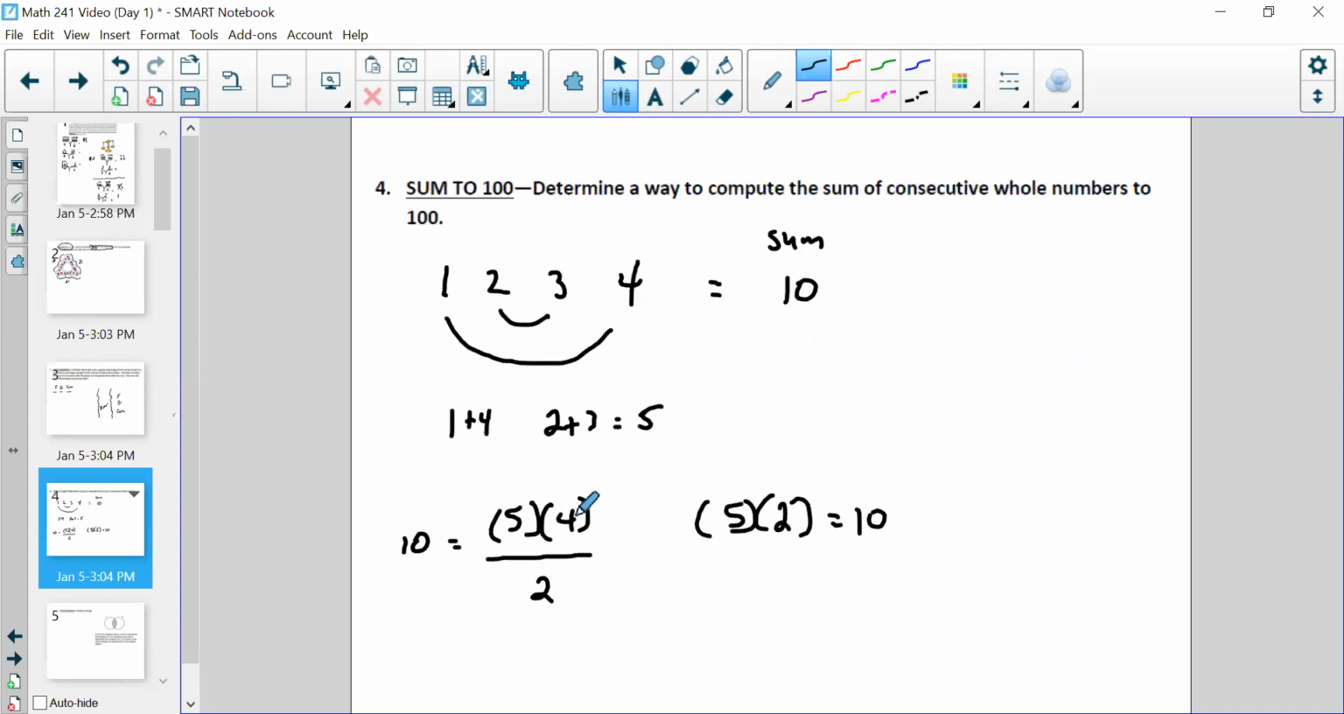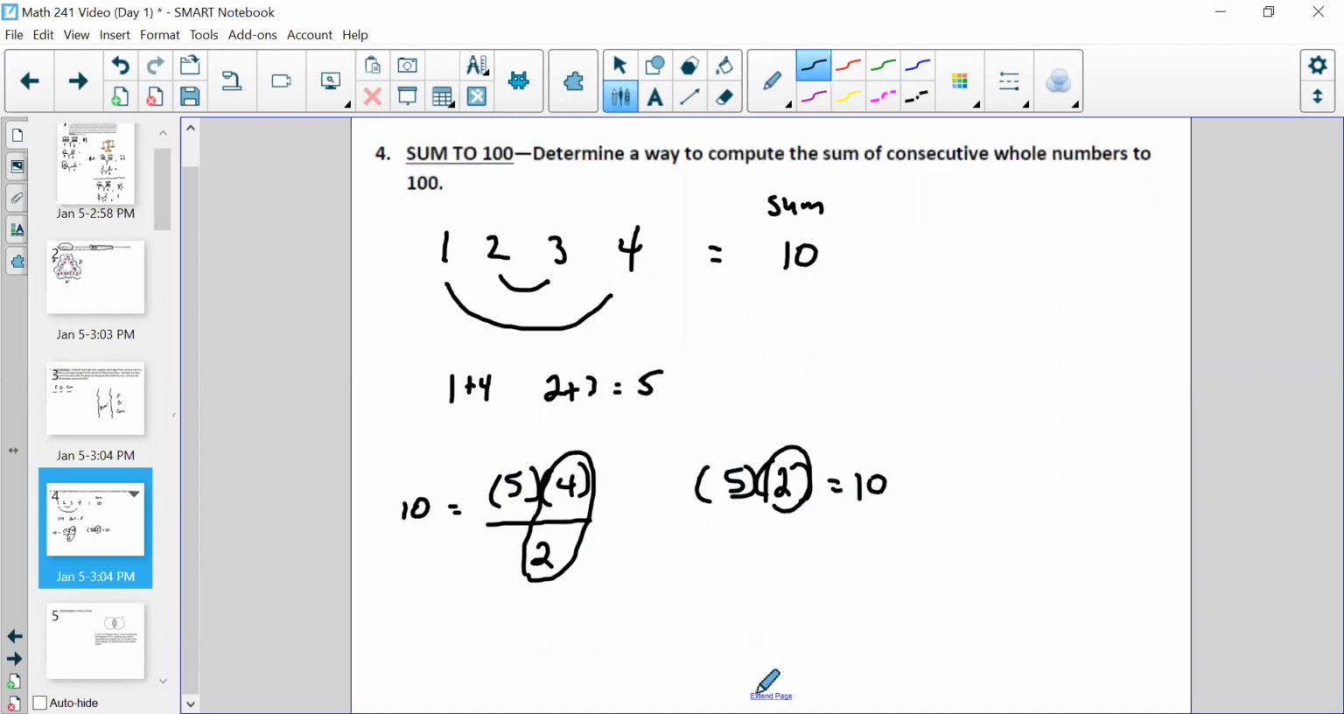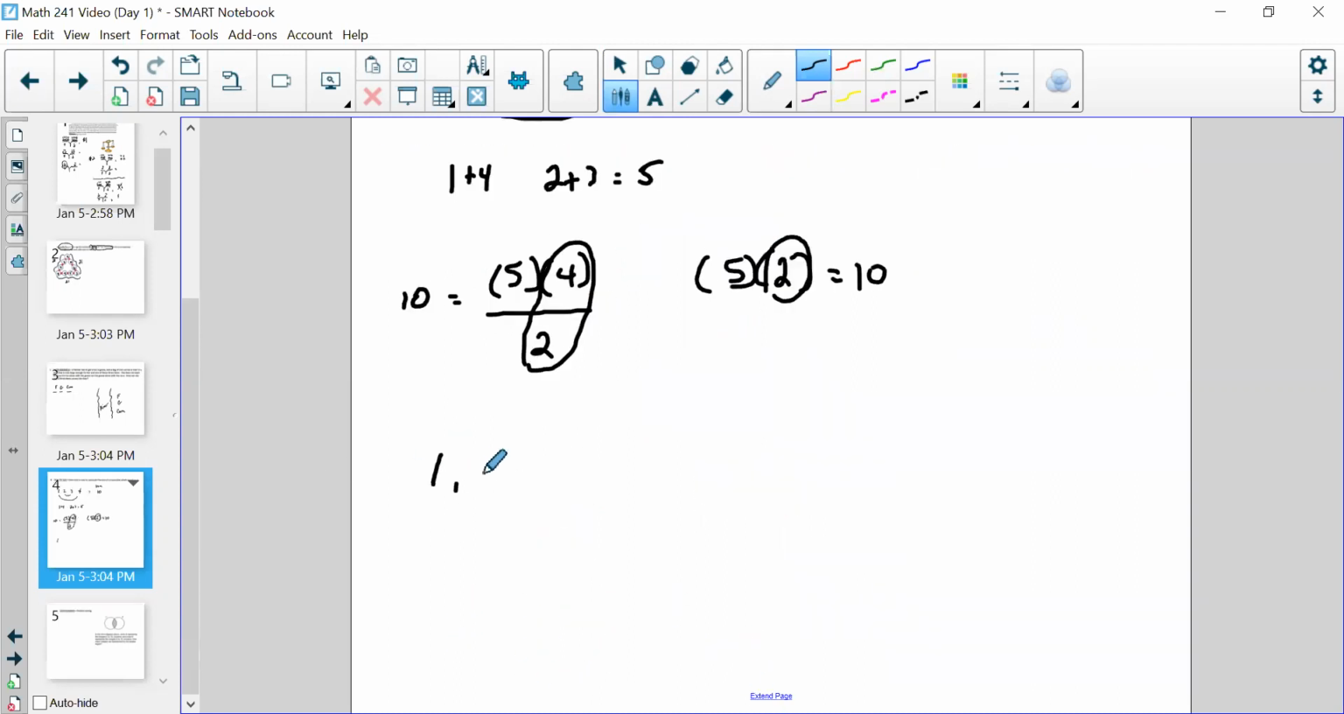If I had 4 numbers and the sum of each of the pairs is 5, I could take 5 times 4, but I could divide it by 2. This piece right here results to 2 because you can also think, well, how many pairs of numbers I have are 2 that sum to 5, which would give me a total of 10. So if I'm thinking about 100, I have 96, 97, 98, 99, 100.